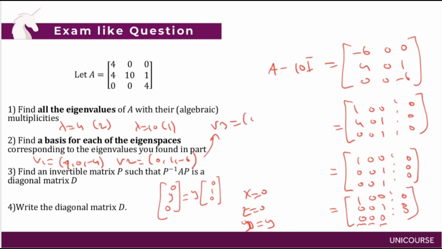Now let's see what comes next. Let's finish writing the third eigenvector. v3 equals 0, 1, 0. With that, all of the eigendata from parts 1 and 2 is on the board, and we can move to part 3 of the question.